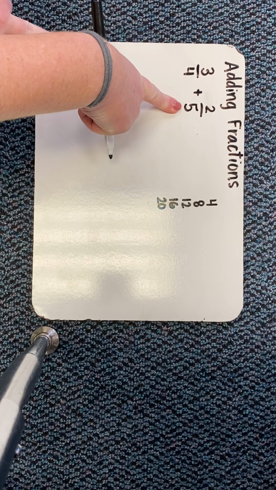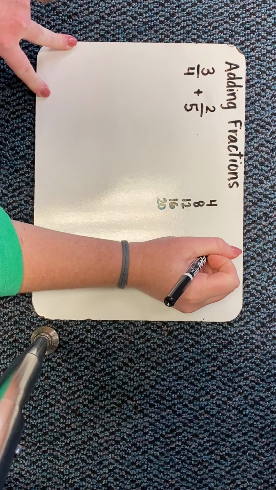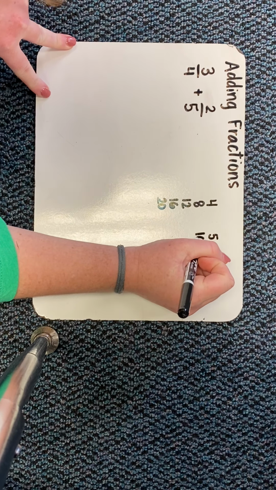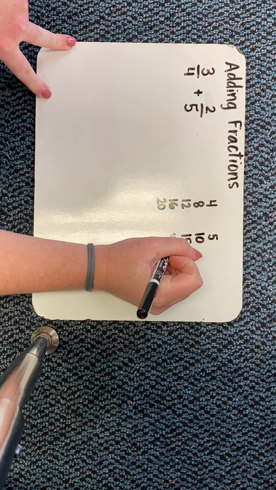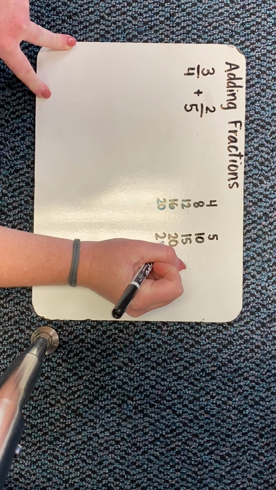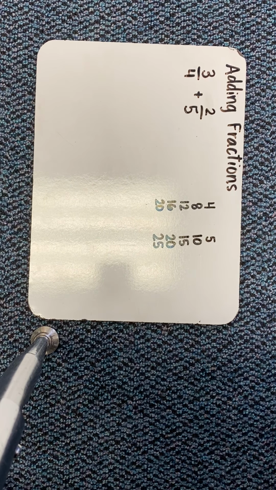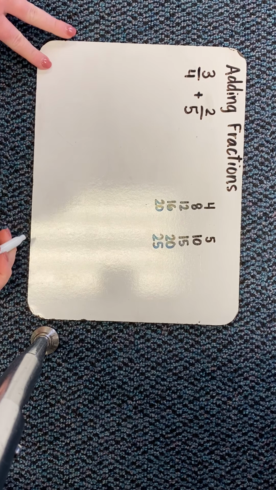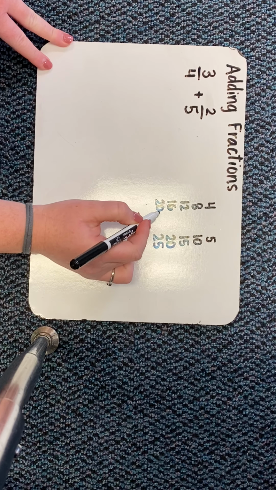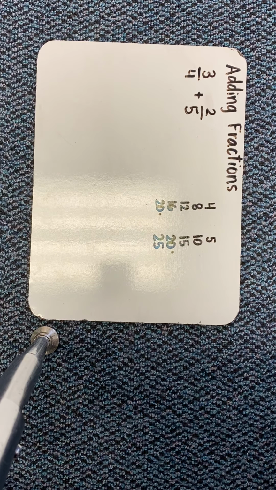Now I need to list my multiples of 5. Everyone count. 5, 10, 15, 20, 25. After analyzing both sets of multiples, which ones do we see in common? You're right, there's 20 in both.